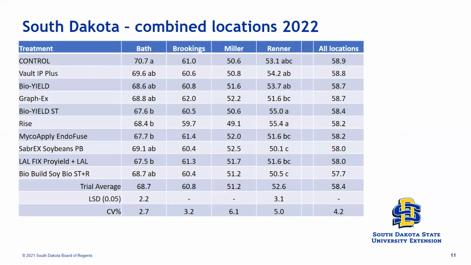And this is South Dakota combined locations for 2022, that means combining all 4 locations. You have control and all other products listed there. Obviously the trial average, if you look at the bottom row where my cursor is, those are the trial averages, and Bath probably had better weather conditions and a better environment in 2022 to yield more compared to the other 3 locations, Brookings, Miller, and Renner.